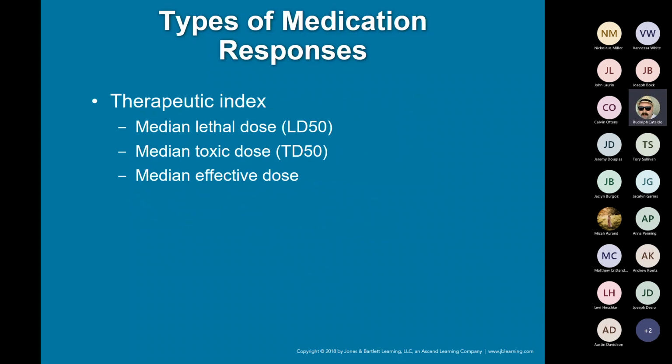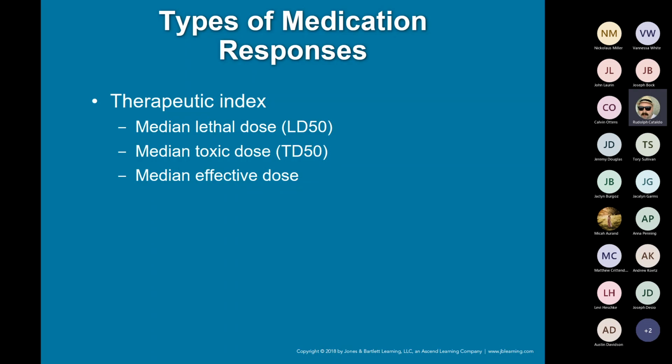Our therapeutic index. Think of it this way: there's a range where a medication is going to work the best, and that's what we call our effective dose.